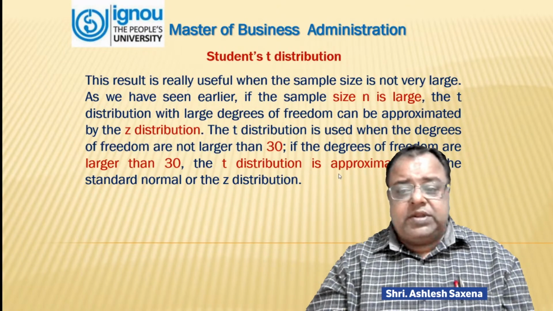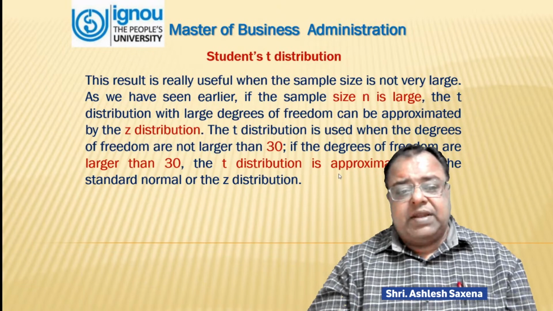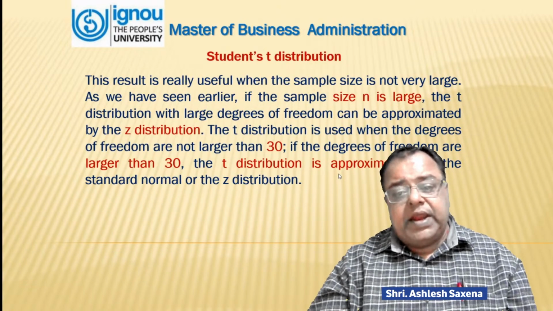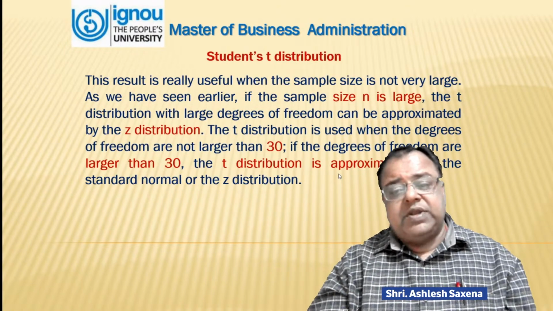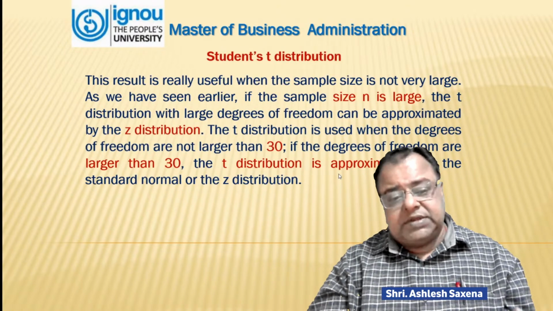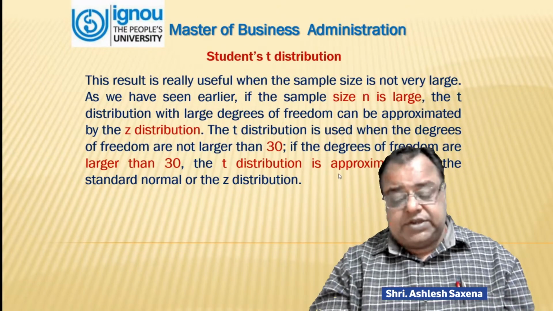The t distribution is used when the degrees of freedom are not larger than 30. And if the degrees of freedom are larger than 30, the t distribution is approximated by the standard normal or the Z distribution.